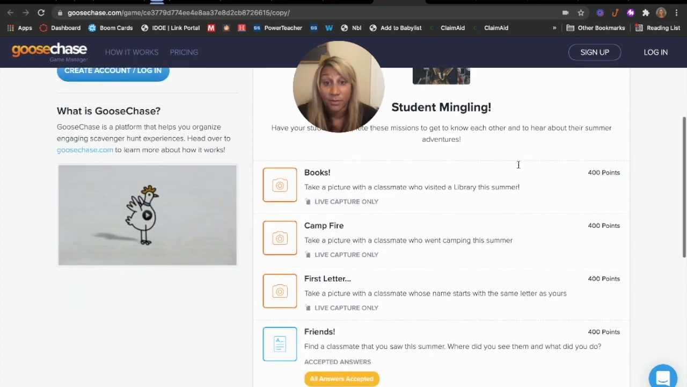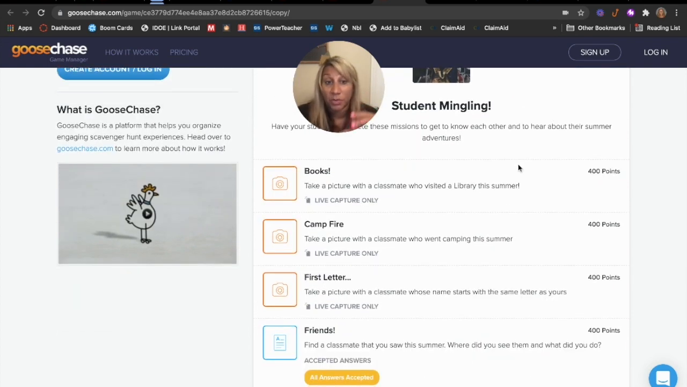So, student mingle. Look at these short, to the point books. Take a picture with a classmate who visited the library this summer. So somebody went to the library, you find that person and you take a picture.